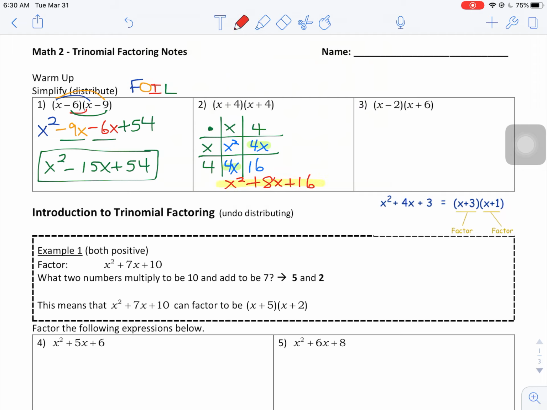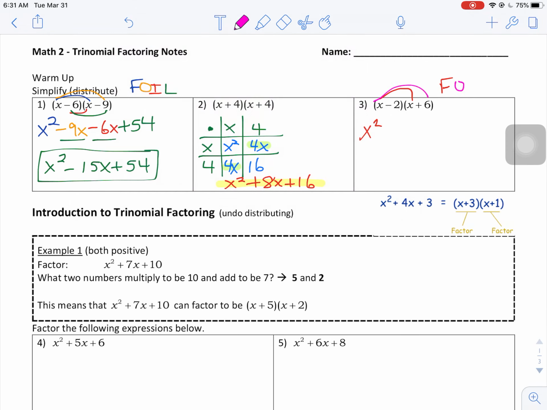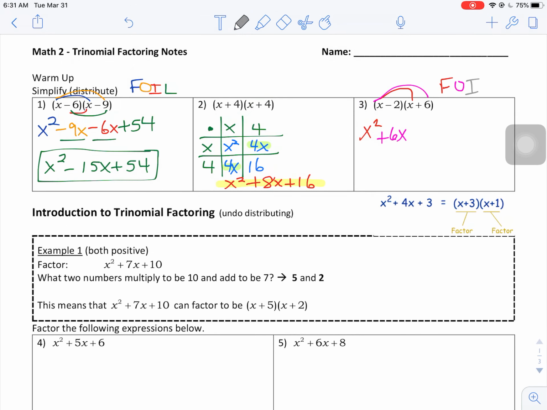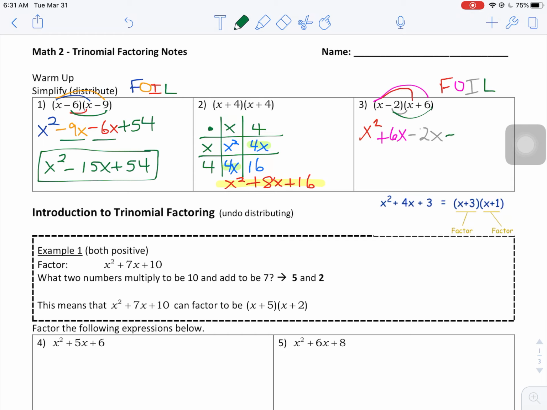And then that last one, number 3, I'll do FOIL again. First times first is x squared. And then outside times outside is x times 6, which is 6x. Inside times inside is -2 times x, which is -2x. And last times last is -12. Add your like terms in the middle. So x squared plus 4x minus 12.